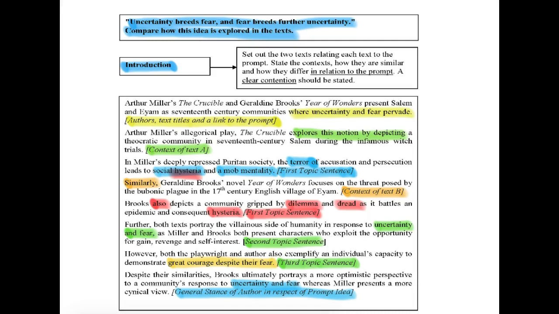Okay, so I hope that gives you a better idea of what you include in your introductory paragraph. Okay, we will come back with another tutorial which goes into the body paragraphs.